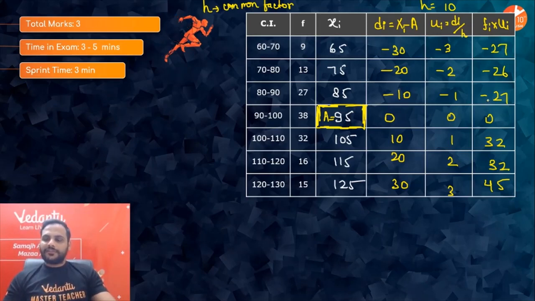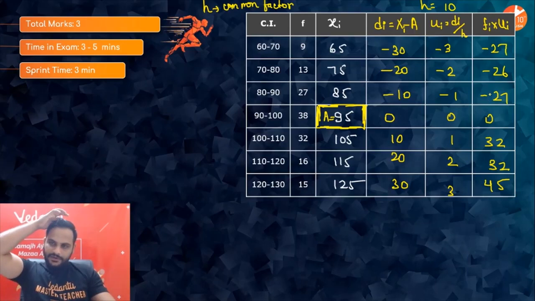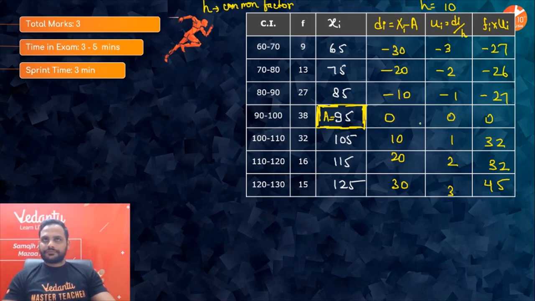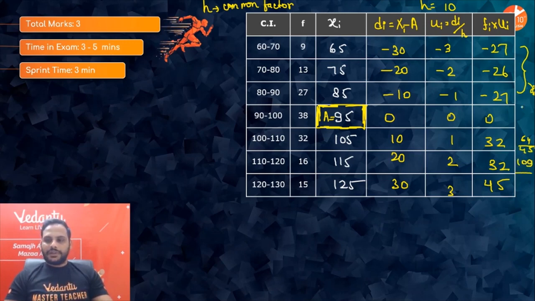So minus 27 minus 27 is minus 54. And minus 27 one more time, minus 81, so minus 80. And here 32 and 32 will be 64. And if I do 64 plus 45, that will be 109. So here it is giving me 109 and here minus 80, so it will be equal to 29. Sum of FiUi is equal to 29.